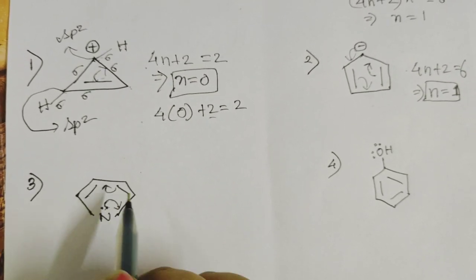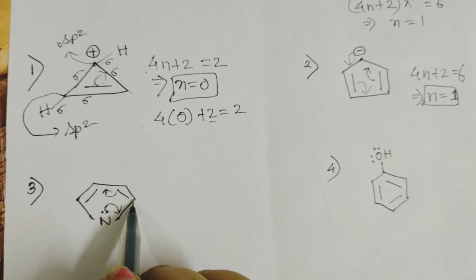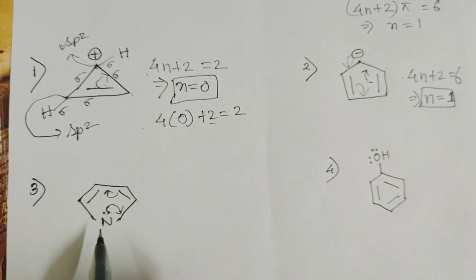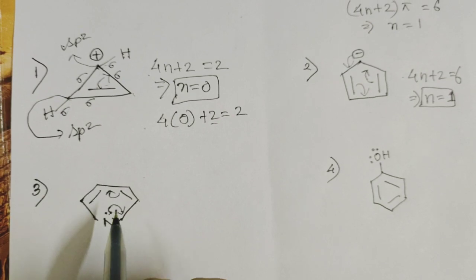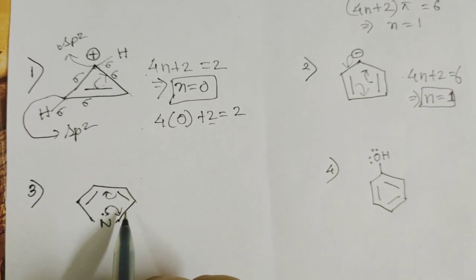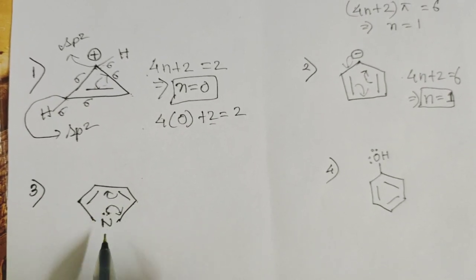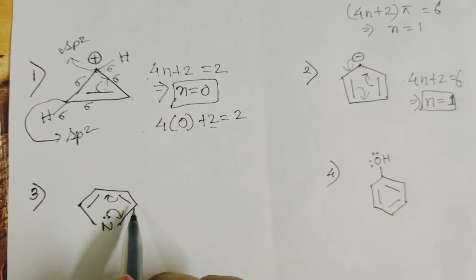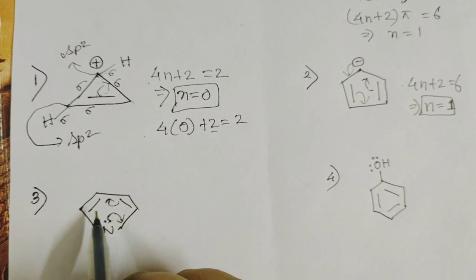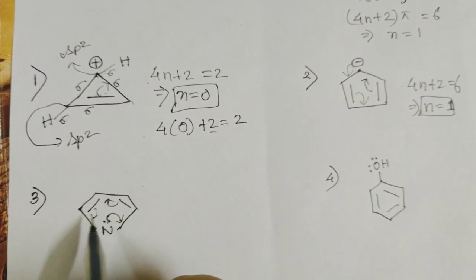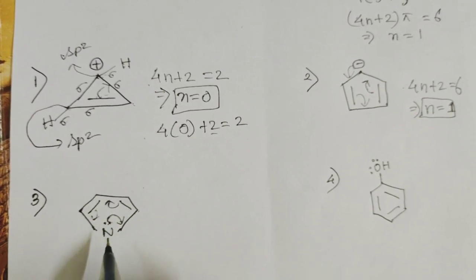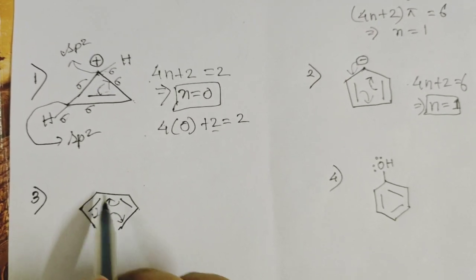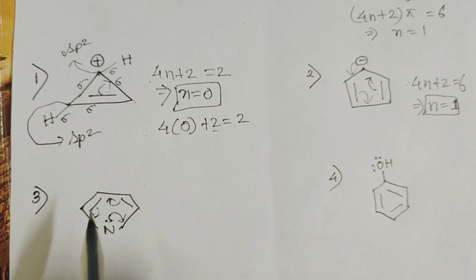This lone pair is actually in conjugation with this carbon, this pi bond, because this carbon is sp2 hybridized. This pi bond is present in the pz orbital, and this lone pair is also present in the pz orbital. Hence these lone pairs can delocalize, and they are actually doing that. So there is conjugation in the whole ring. It is a cyclic structure, and all these carbon atoms are also sp2 hybridized.